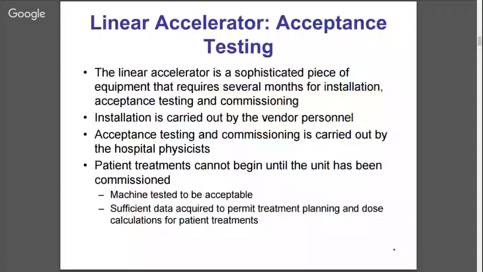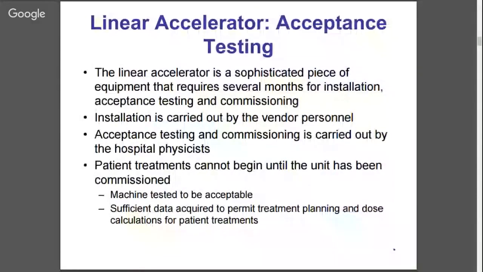The installation is carried out by the manufacturer, but the acceptance testing and commissioning is going to be carried out by hospital physicists. So these are usually local-based physicists, but if it's a new department and maybe you don't have a fully trained or fully employed team of physicists, you may have to get external physicists in to do this part of the acceptance testing and commissioning.